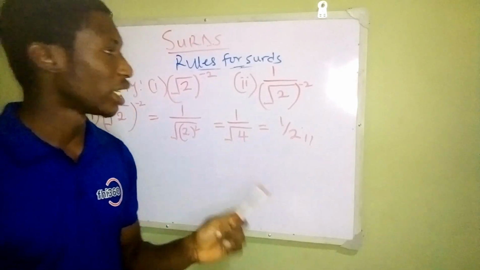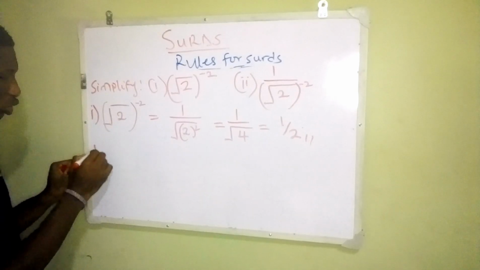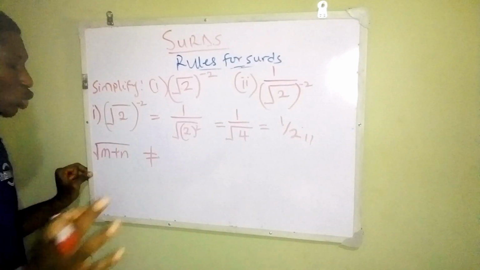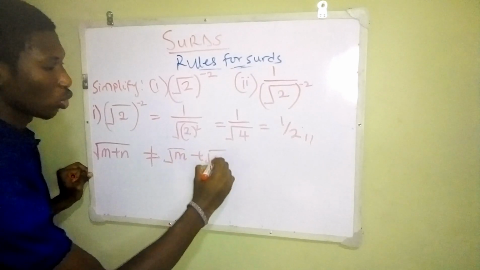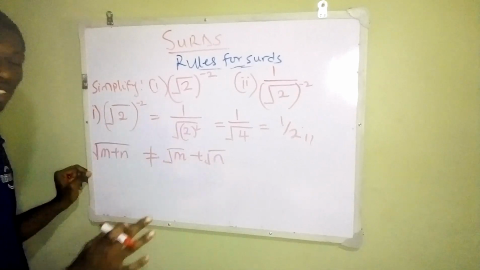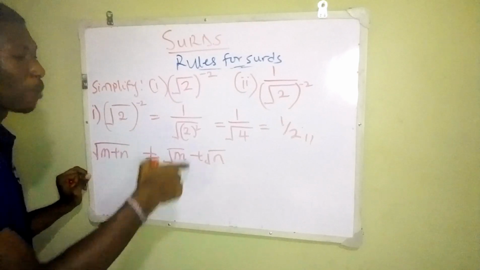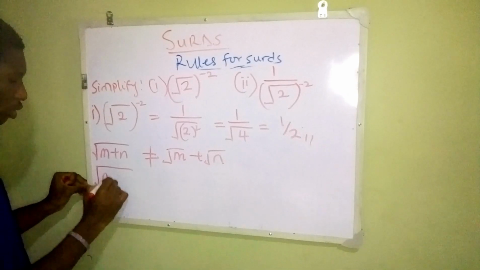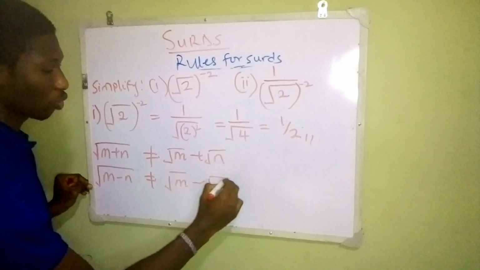Like I said, there is an exception to one of the rules I did not state. The exception is this. If I have square root of m plus n, do not make the mistake of saying square root of m plus square root of n. What it therefore means is whenever you have an expression like this, do not do it like this. They are not the same thing. So square root of m plus n is not equal to square root of m plus square root of n. And in the same fashion, if I have square root of m minus n, it is not equal to square root of m minus square root of n.